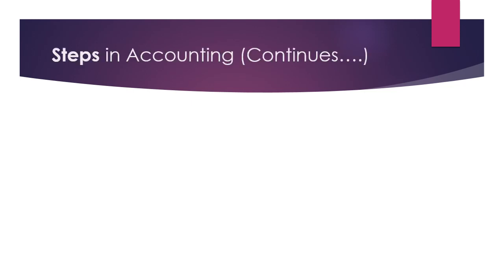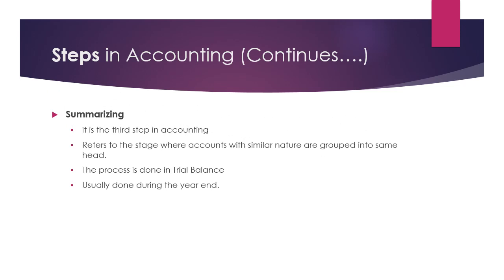The third step in accounting is called summarizing. Here, in this step, we will group all the accounts created in the second step based on their similarity. This is usually done at the end of a financial year and is done in a separate sheet of paper popularly known as trial balance.